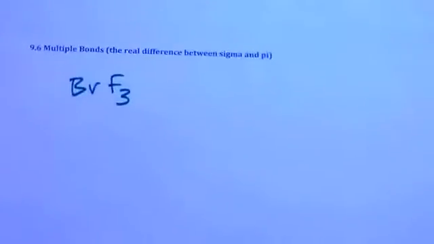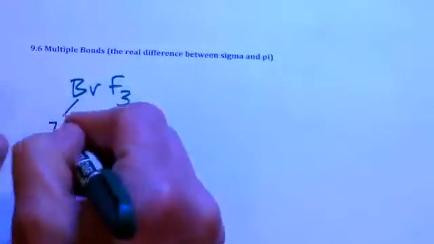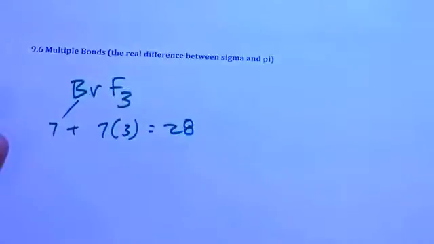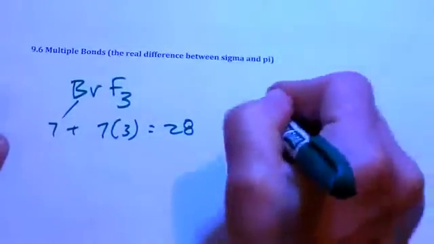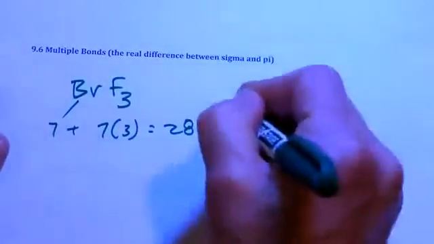One more. How about kind of a fancy one here. How about this thing? BrF3. Okay, let's draw the Lewis electron dot structure. 7 plus 7 times 3, that's 21, plus 3 plus 7, that's 28. Put the least electronegative atom in the center. Bond the fluorines around it.